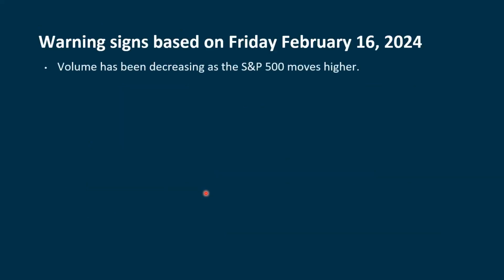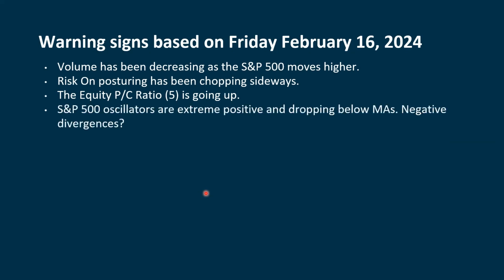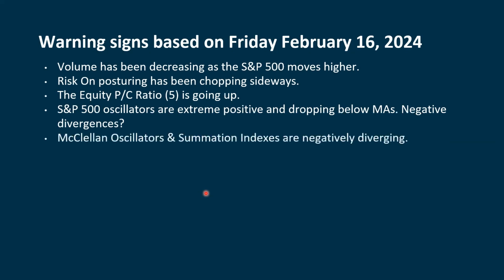Then the warning signs. This is one thing to be aware of, that as we've been going up recently, volume has been decreasing. The risk on posture chart has not been helping us. The equity put call ratio is now starting to go back up, and that could be negative. Our oscillators are extreme positive, and they're starting to drop below their moving averages, and they're starting to show some negative divergences there. And we're also seeing some negative divergences when we look at the McClellan oscillators and the summation indexes.